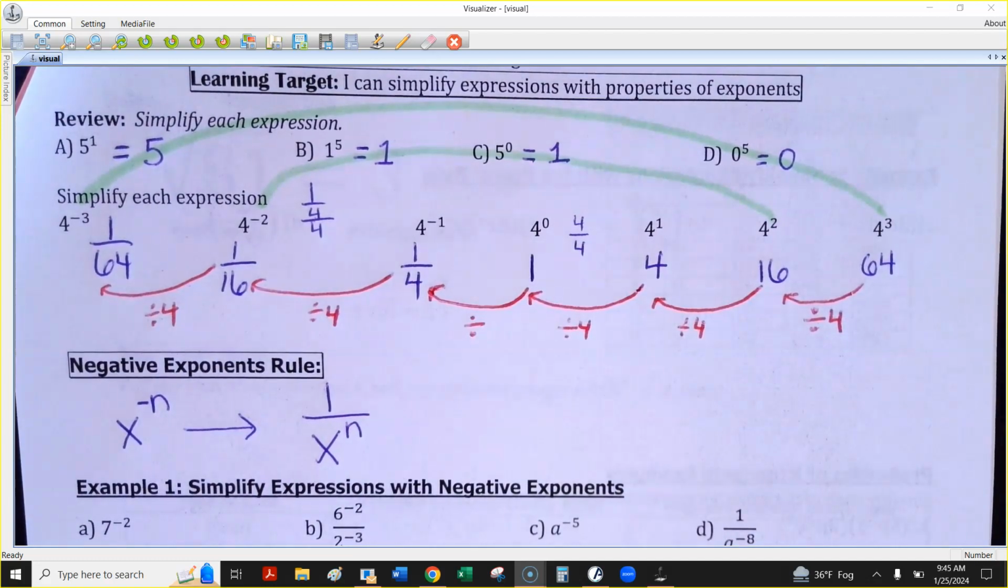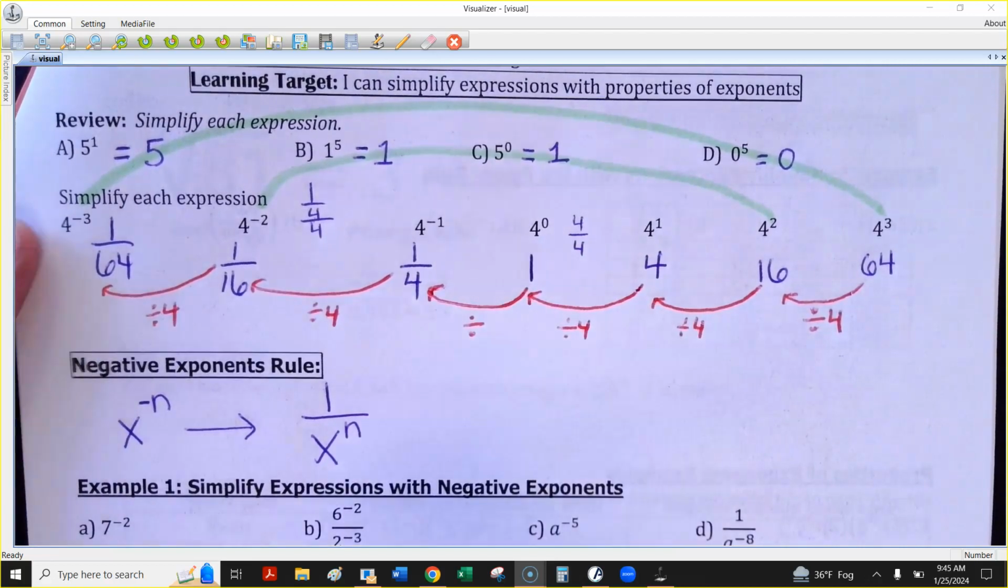And x could represent a variable, it could represent a number, but if you have a negative exponent, it's not considered a simplified expression. So if you don't have a fraction, I just turn it into a fraction, and then I tell people to move it and lose it. So you move it to the opposite part of the fraction.